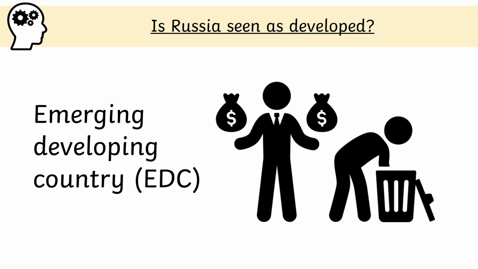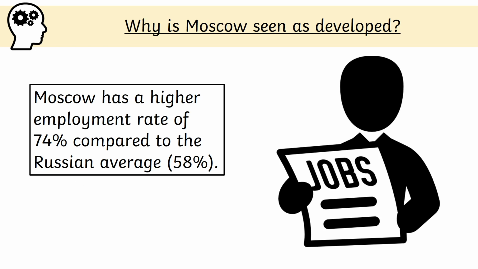Russia is classified as an emerging developing country, otherwise known as an EDC. This means there are areas within the country that have the highest level of development. Standard of living is very good in these areas. However, there are also areas within the country that are developing, and standard of living is poor. Many believe that the capital city Moscow is an area that can be seen as being more developed than other areas within Russia. The following arguments support this claim.